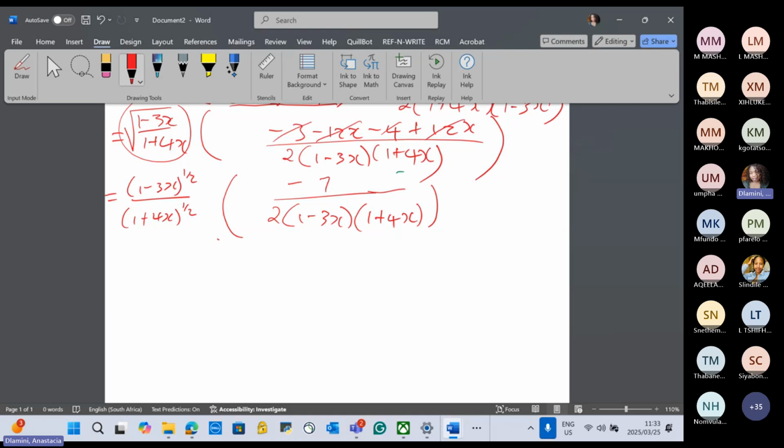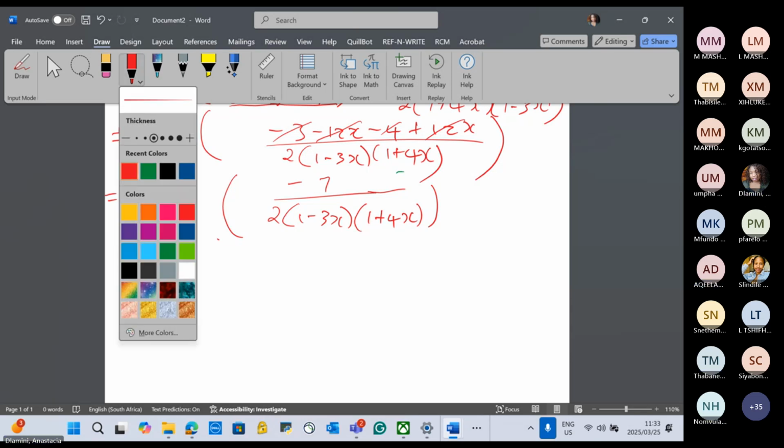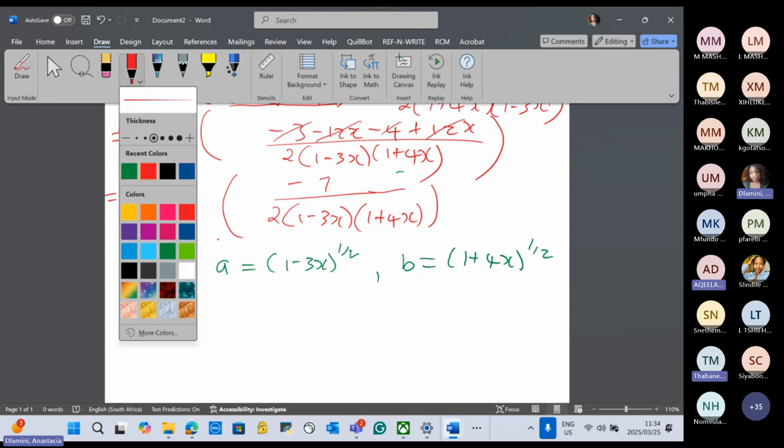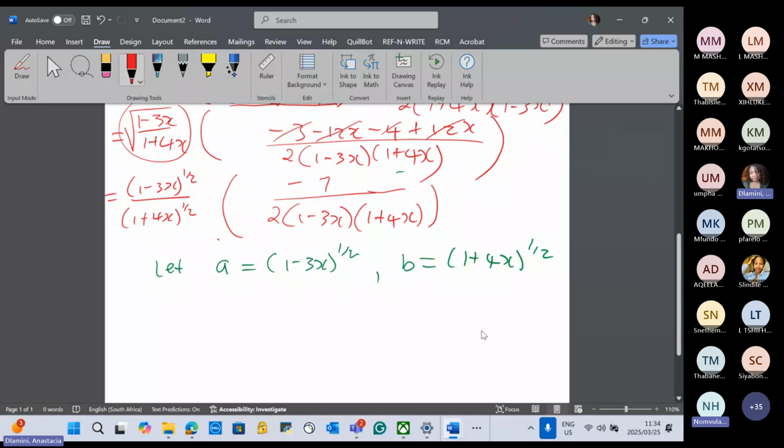Now let's look at this. Can I do something so that it simplifies our work? So that you see it properly. Let A be equal to 1 minus 3x to the power of 1/2, and then let B be equal to 1 plus 4x to the power of 1/2. Are we all together there? We're just simplifying our work. It's easy to see when it's like this, but you can continue so that I show you something.